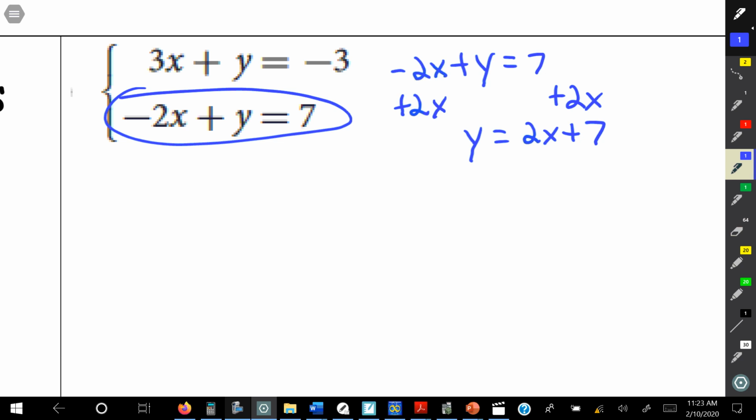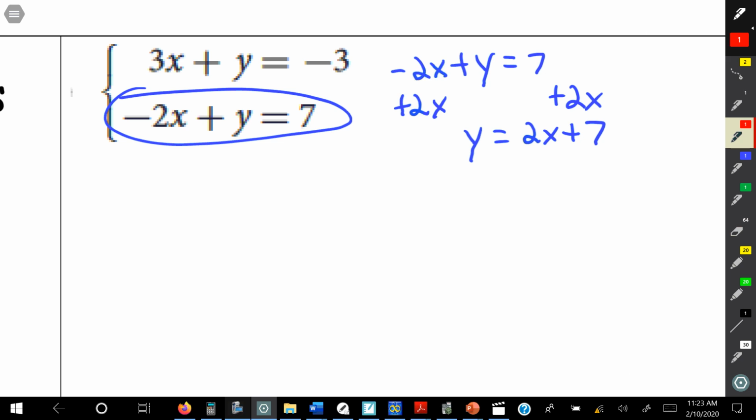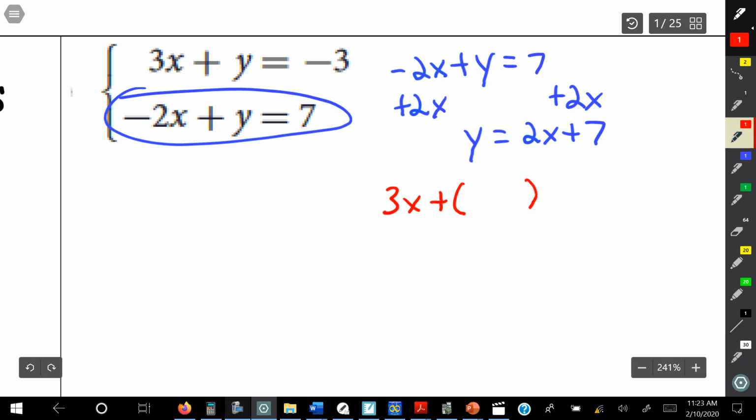All right, so now that I have it solved for y, what I'm going to do is take this and substitute it in for y in the other equation. So I'm going to write that out just like it is, except I'm going to put parentheses for y. So I got 3x plus y in parentheses here is equal to negative 3. And I'm going to plug in this right here. So I get 2x plus 7.